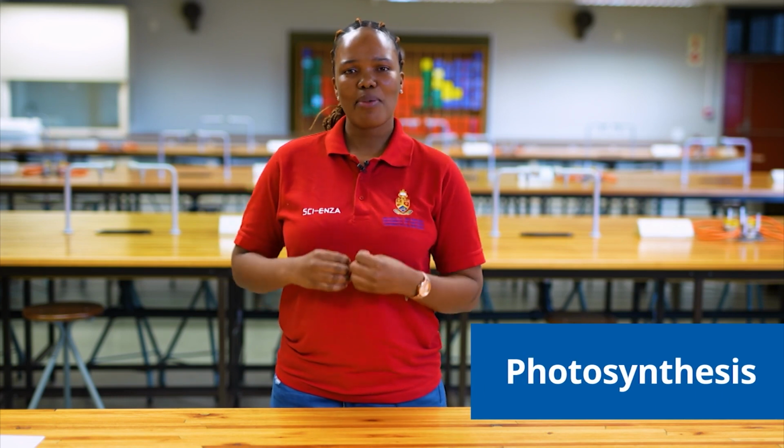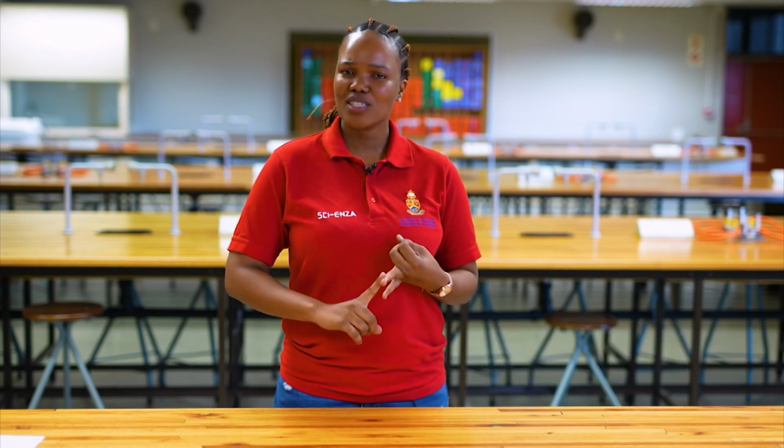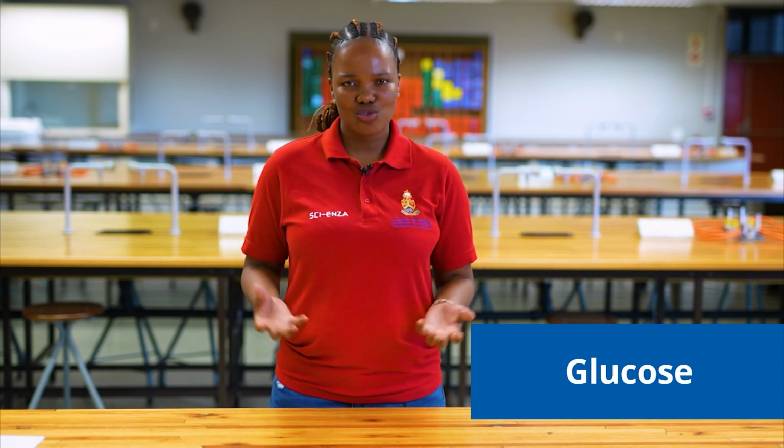Starch is formed by a plant through the process of photosynthesis. A plant needs sunlight, water, and carbon dioxide to make sugar. And this sugar is called glucose. The plant needs this sugar for energy in order to grow or to make other substances like cellulose and starch. But how is starch formed exactly in a plant?